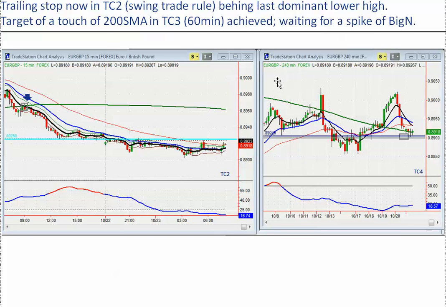On the higher time frame, the 240, the TC4 chart, we can see clearly here that it's now testing the 200. It's spiking through, but sitting on top. So the next thing that should happen, according to the plan, is that we should see a spike through the big number.